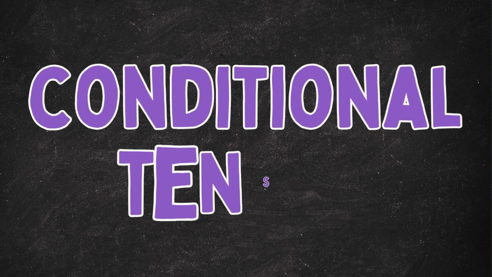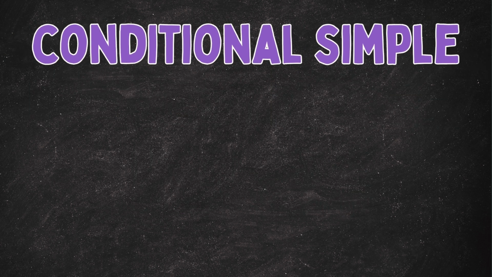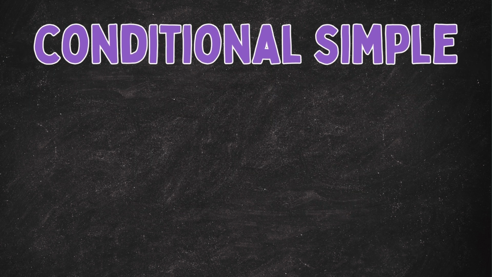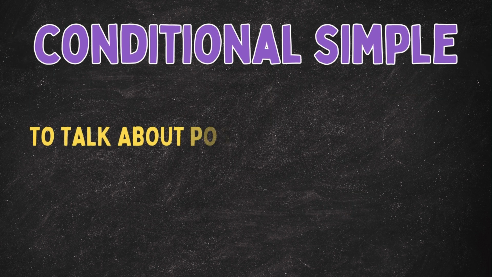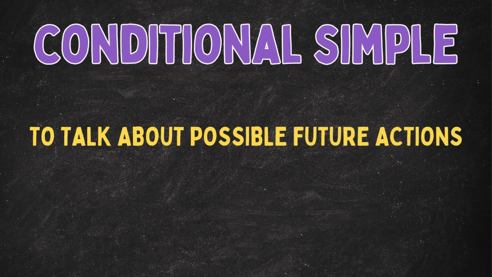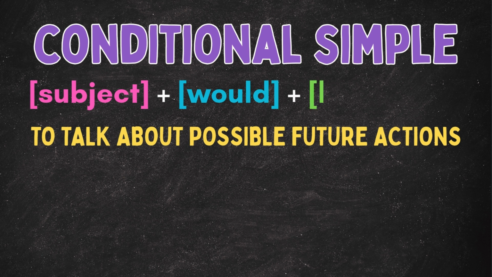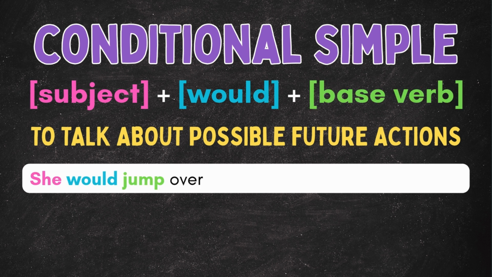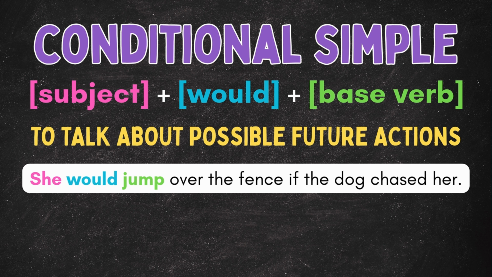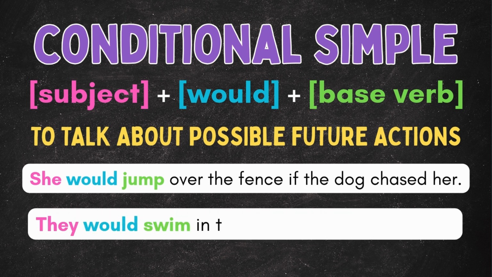Finally, the conditional tenses. Conditional simple. The conditional simple is used to talk about possible future actions. The sentence structure consists of subject plus would plus base verb. For example, she would jump over the fence if the dog chased her. They would swim in the lake if the sun came out.